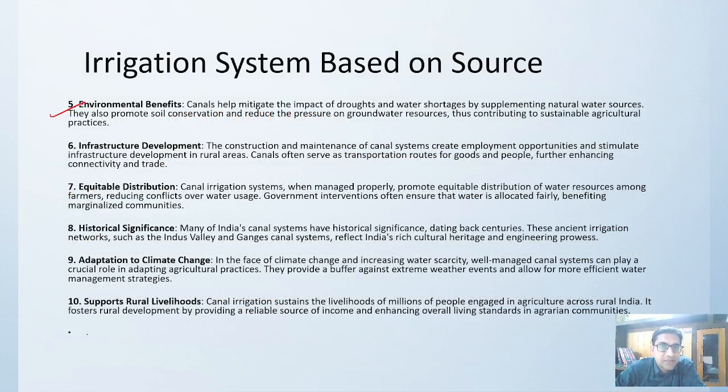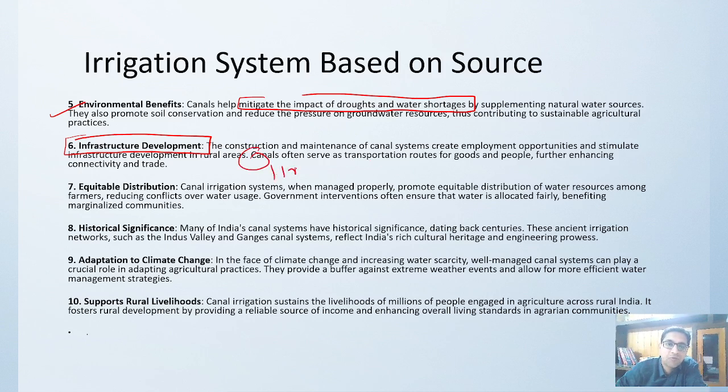Then environmental benefits are there because it helps in mitigating the impacts of droughts and water shortages. Obviously, you will be building infrastructure nearby canals, a lot of infrastructure. It will provide a lot of jobs to the people in that area, because you can utilize the canal for transportation also, transportation of goods along with the people, and it will help in providing connectivity. Like if there is any village which is not connected with the mainland, you can connect a canal over there. Canal will be utilized for irrigation water, even for drinking water also, and even for transportation also.